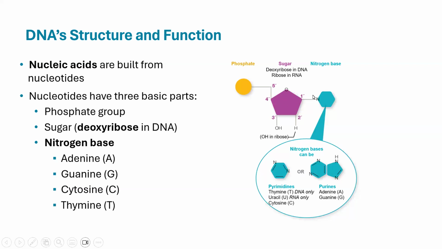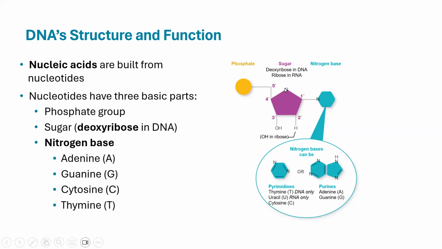Now, notice here we can have one of 4 nitrogenous bases in DNA: adenine, guanine, cytosine, or thymine. And we can have one of 4 in RNA, and in that case, thymine is subbed out for uracil.